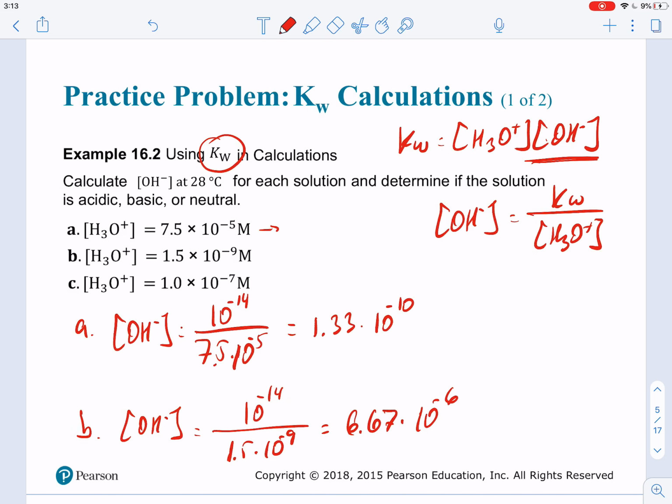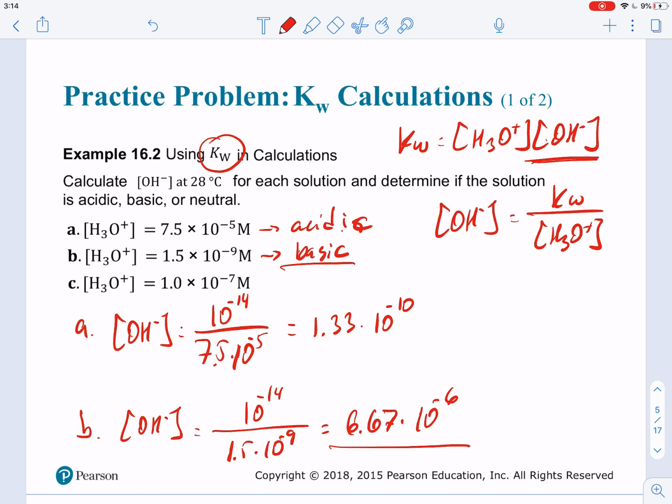So in the first case, the concentration of H3O plus is larger than 10 to the negative 7, so this is an acidic solution. In the second case, the H3O plus is smaller than 10 to the negative 7. That is a basic solution. And if you compare the concentrations of hydroxide, in this one that is basic, you have a smaller than 10 to the negative 7 concentration of H3O plus, and a larger than 10 to the negative 7 concentration of hydroxide.